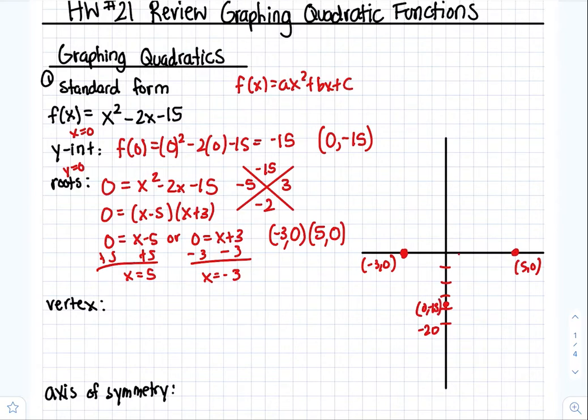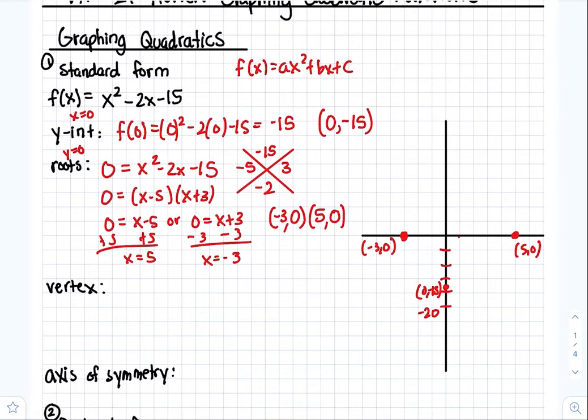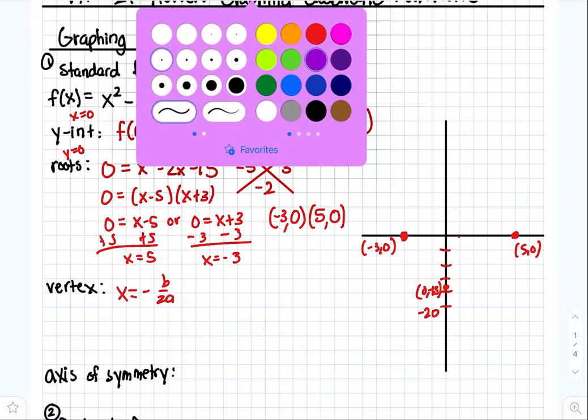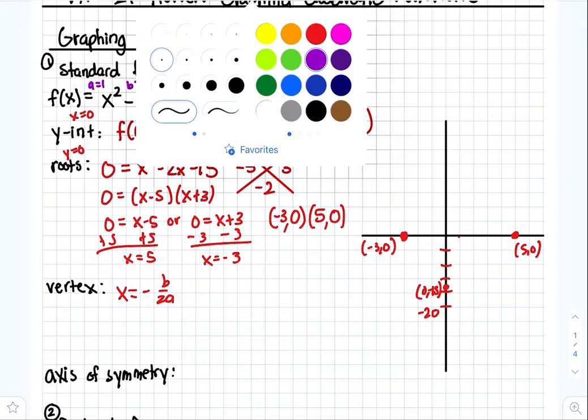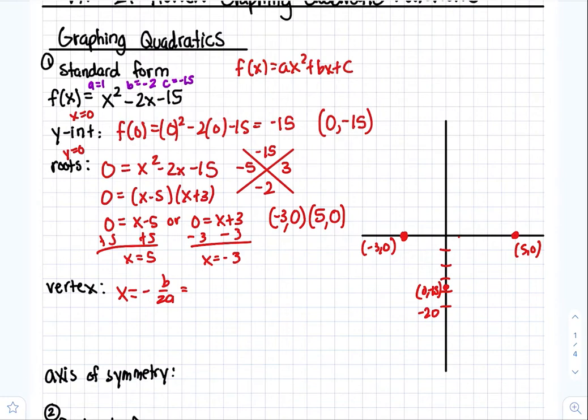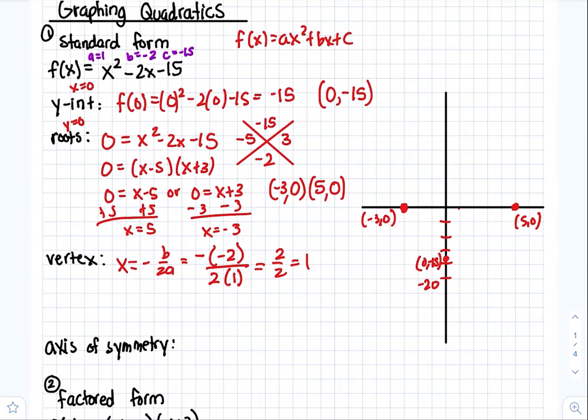Okay, now for your guys' vertex. So your guys' vertex is x is equal to negative b over 2a. Our a value is 1, our b value is negative 2, and our c value is negative 15. So to solve for this, negative of our b value, which was negative 2, so negative of negative 2 over 2 times our a value, which was 1. 2 over 2, which is 1. So, remember, the x value of the vertex is also the axis of symmetry.